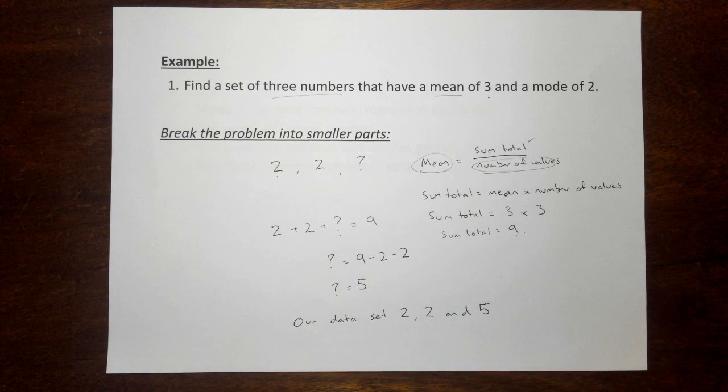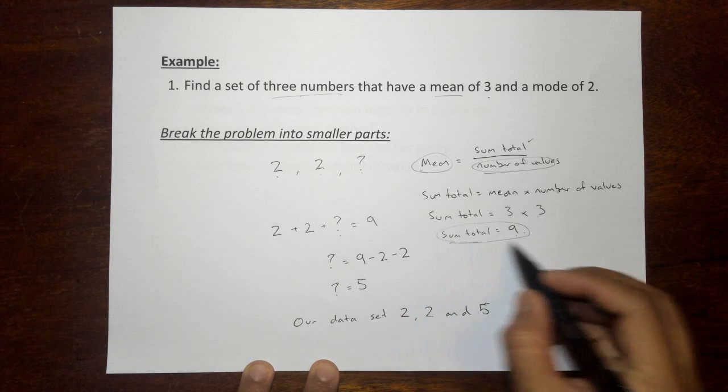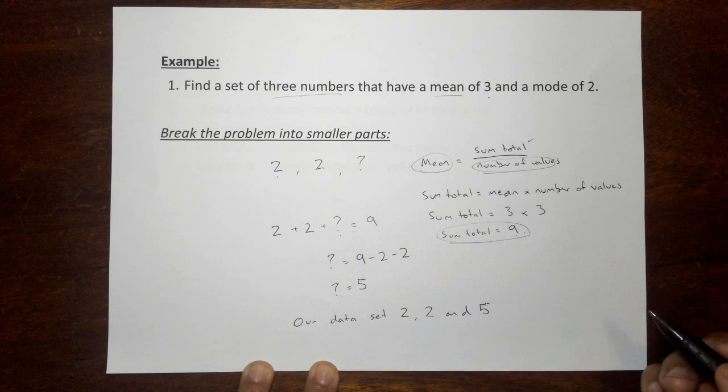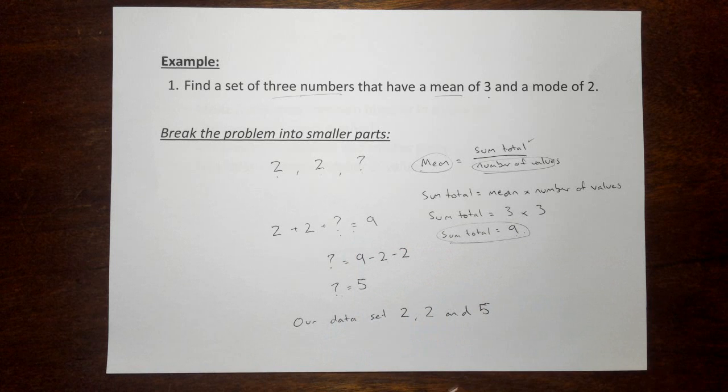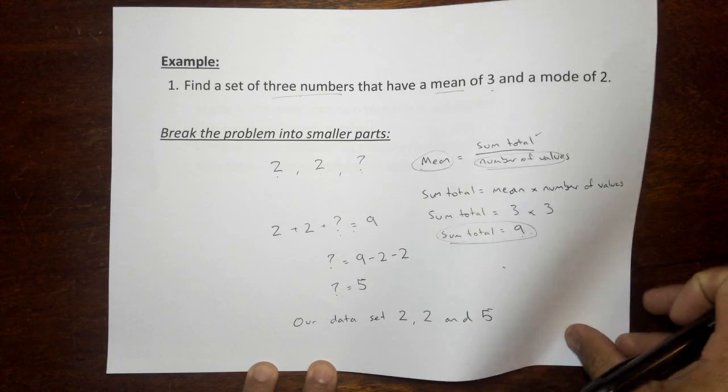So what we did in this case is we broke the problem down into smaller parts. We found our sum total first, we then used the sum total to find our unknown. We didn't use a guess and check method. This method will help you later on when you're trying some more complex questions.